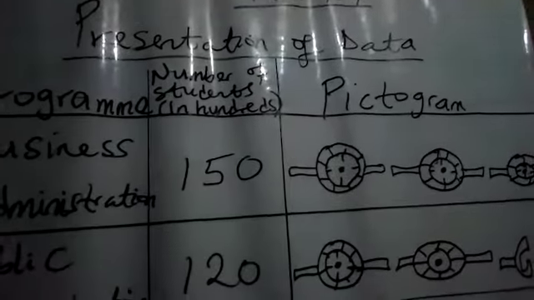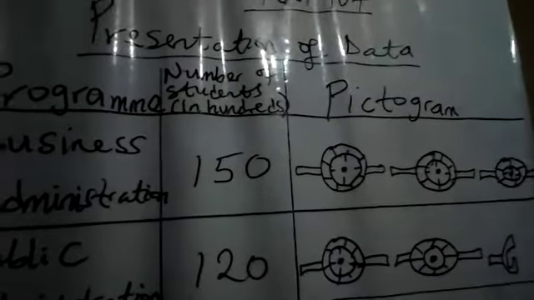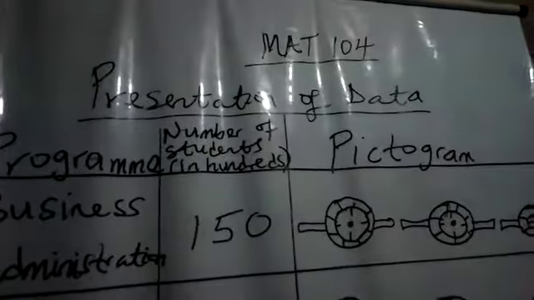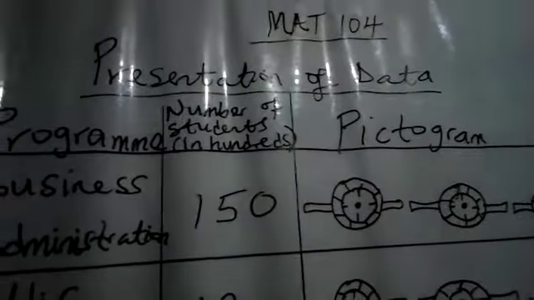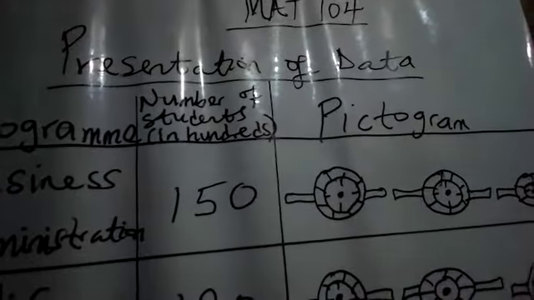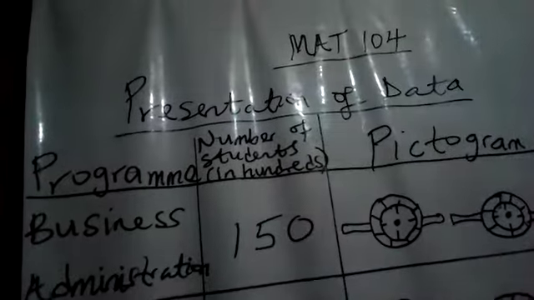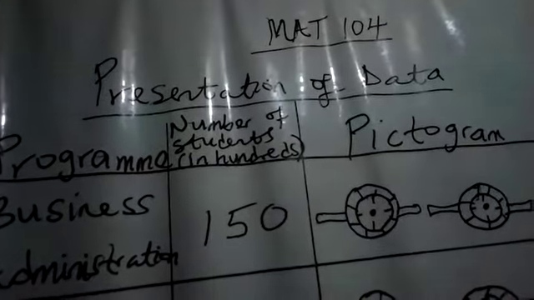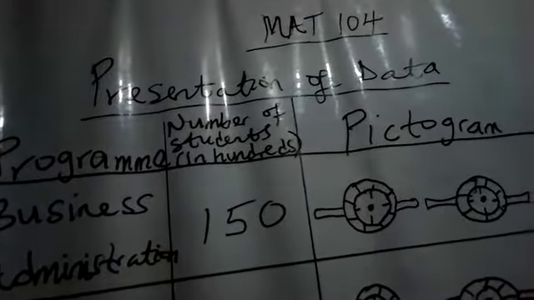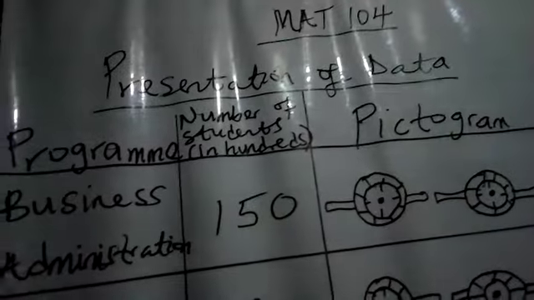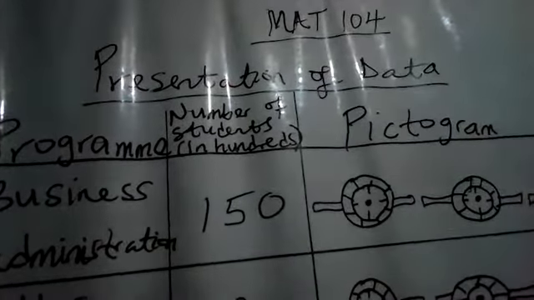Last week, we started a discussion on presentation of data, and we said data can be presented through pictograms, bar chart, pie chart, histograms, frequency polygon, cumulative frequency curve, stem and leaf display, and so on and so forth.